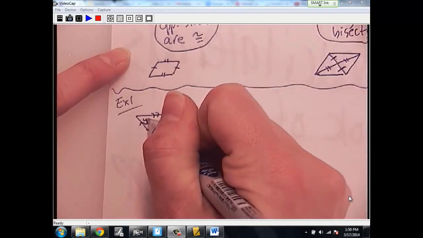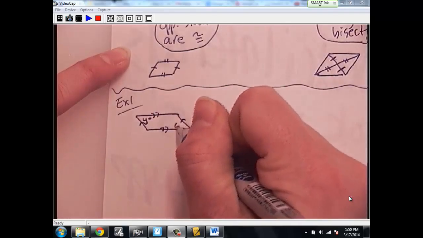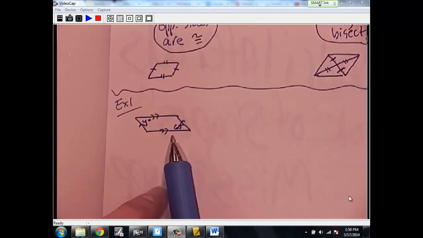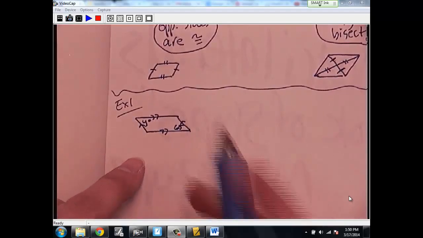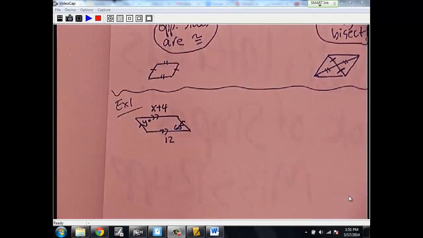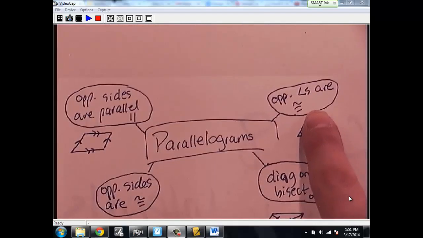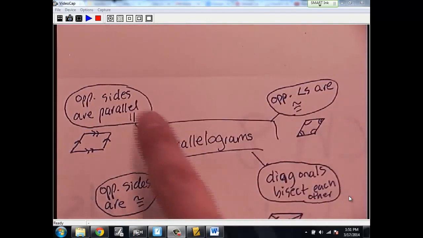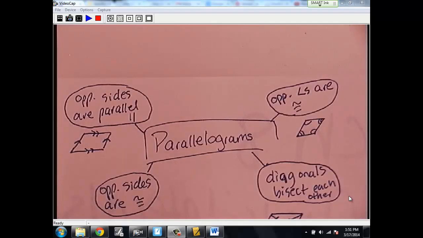This is y degrees, and this is 65. This is a 65. We have x plus 4 and we have 12. So talk to me about y. If it's y degrees and 65 degrees, are those sides or are those angles? Angles. So look up here. This is the only one that talks about angles. That talks about sides, and that's the diagonals.